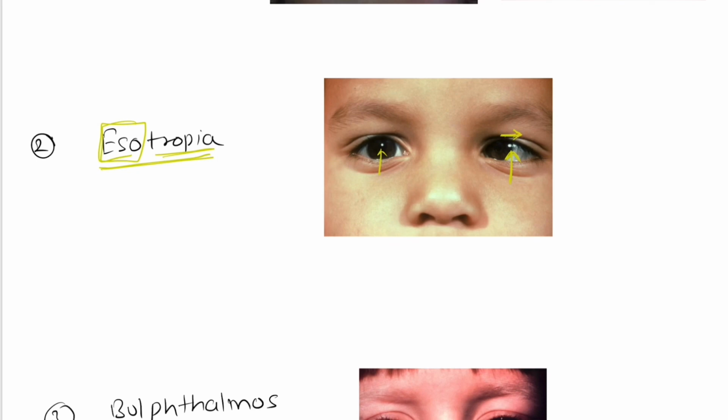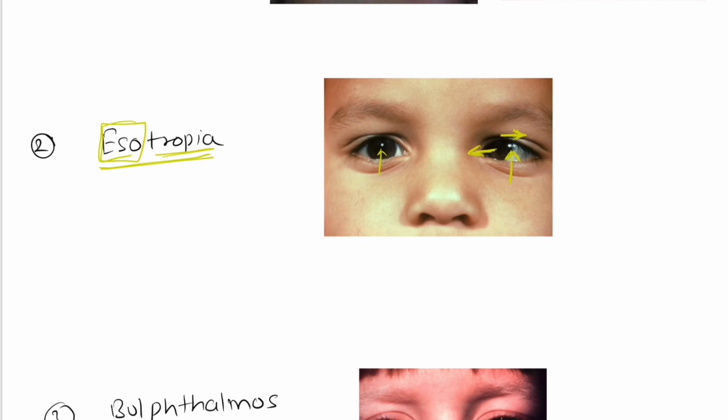Wherever the light reflex is outside in the Hirschberg test, it means the tropia or the strabismus is opposite to that. So the direction is opposite. It means this is esotropia, so the eye is inside. If the light is going outside, it means the eye is inside. That will confirm your diagnosis.